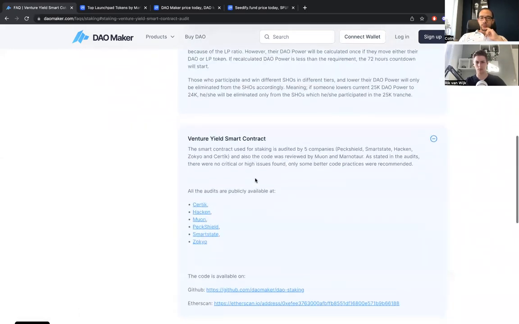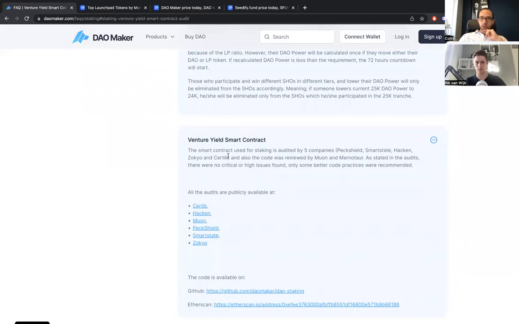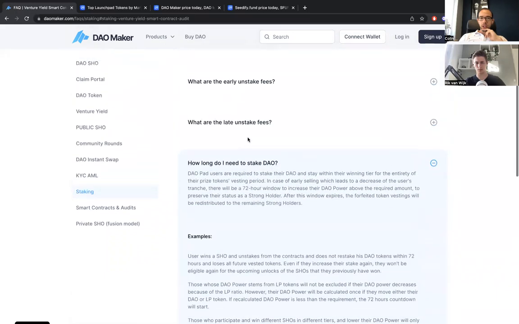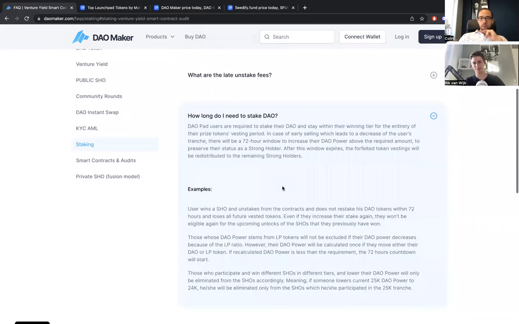Let me see, smart contract used for staking. Okay, 5 audits. That's pretty sick. But this is like a good example of, you know, making the process more difficult, but perhaps for the greater good, because ultimately the Launchpad becomes more stable, price fluctuates less.